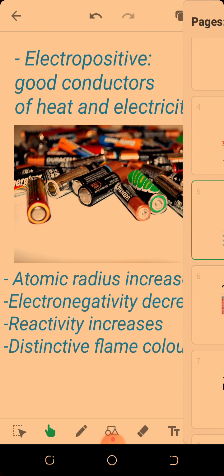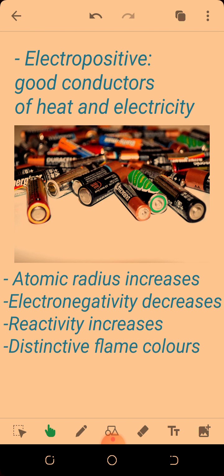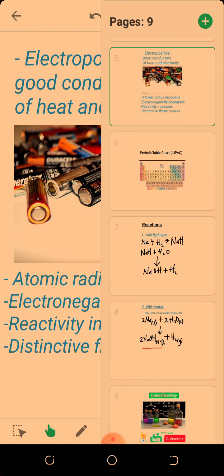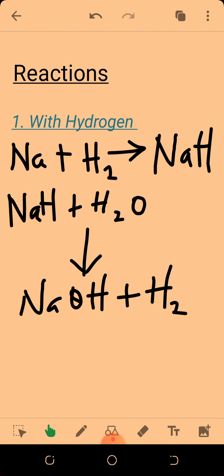They also have distinctive flame colors, which makes it possible to identify them in qualitative tests. They produce distinctive flame colors that make them easily identifiable in qualitative chemical reactions. So what are the reactions that group 1 family members participate in?